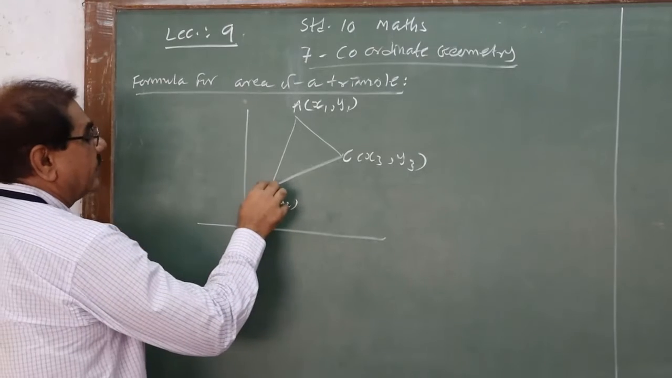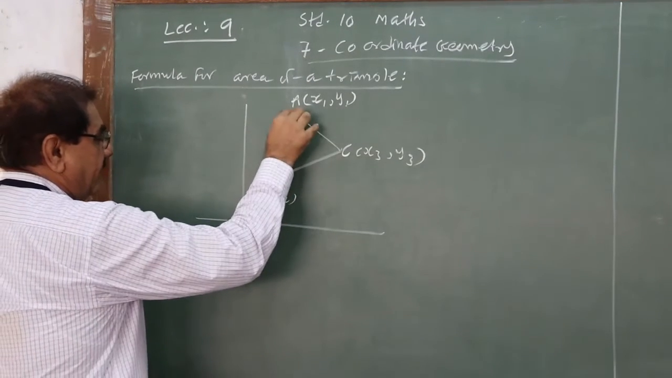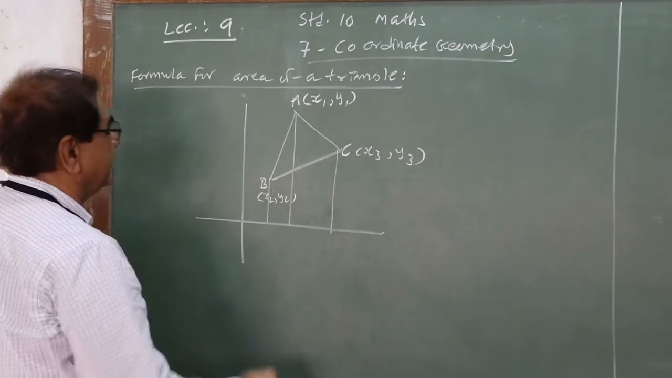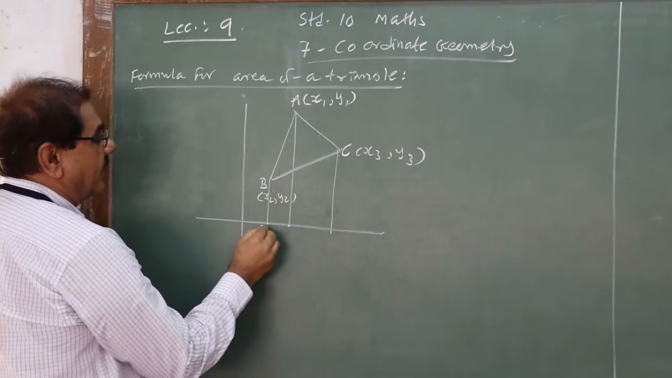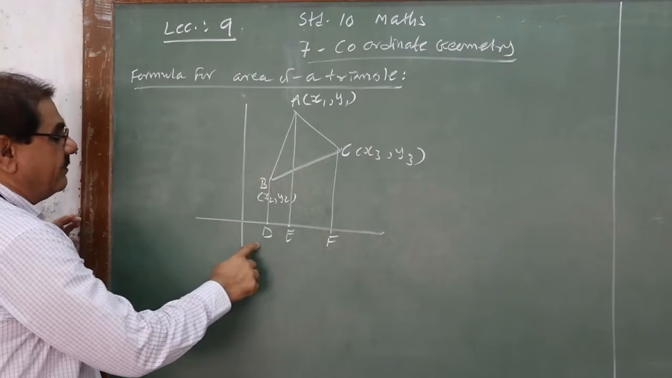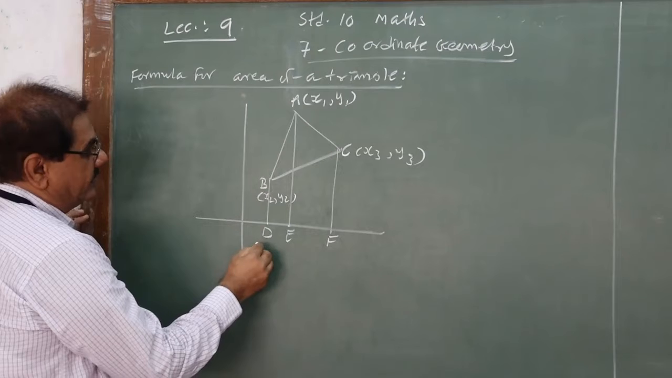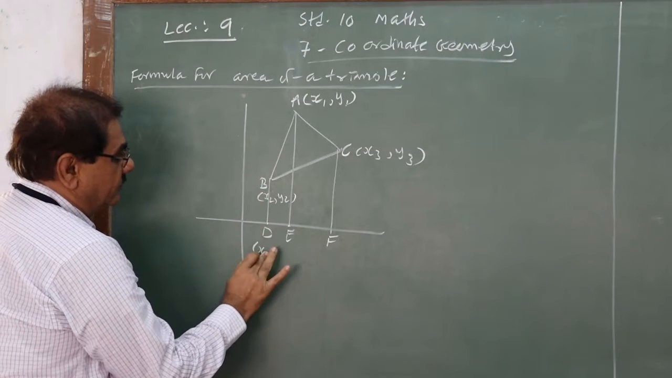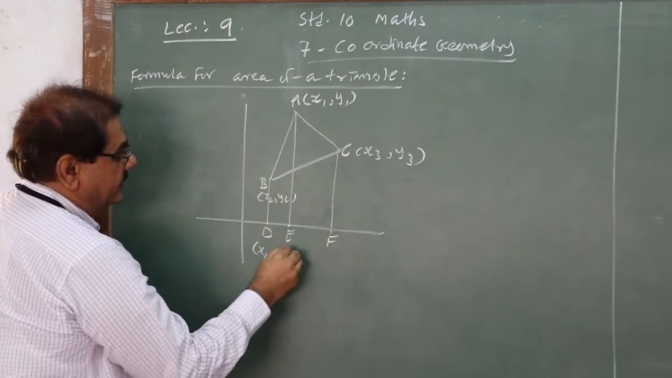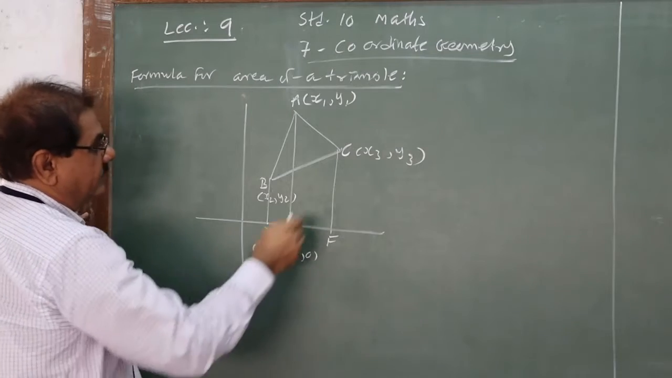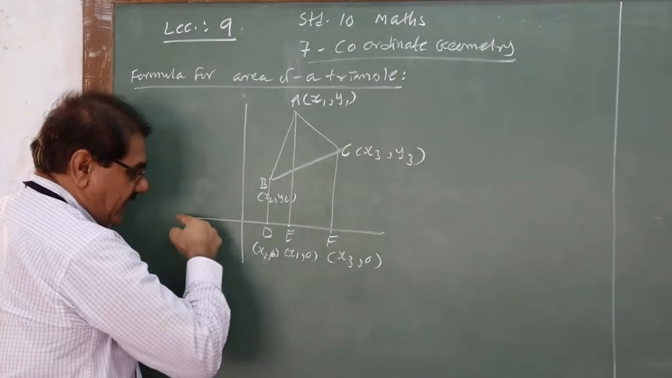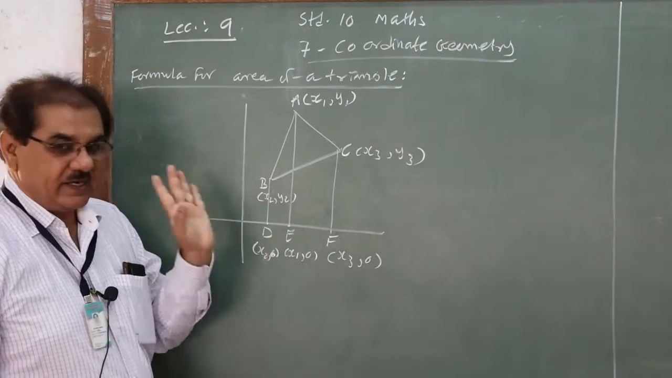So for that, from B, from A and from C, I draw perpendiculars to the x-axis, and the feet of the perpendiculars are D, E and F respectively. Now what can be the coordinates for points D, E and F? So D is x2, 0, E is x1, 0 and F is x3, 0. All these 3 points are on the x-axis, so their y coordinates are 0.